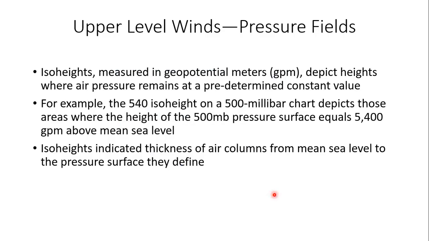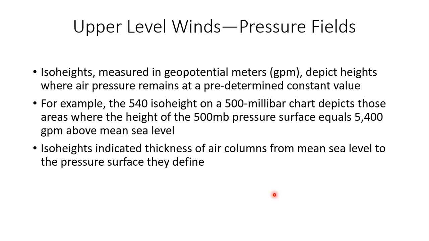Right, so let's first start today's training by talking about upper level winds and upper level pressure charts. The first term I'm going to talk about is ISO heights. Anytime you see the prefix ISO when we're talking about weather, ISO refers to equal. So an ISO height is a line of equal heights, and these equal height lines are measured in a unit known as geopotential meters, which I abbreviate GPM.